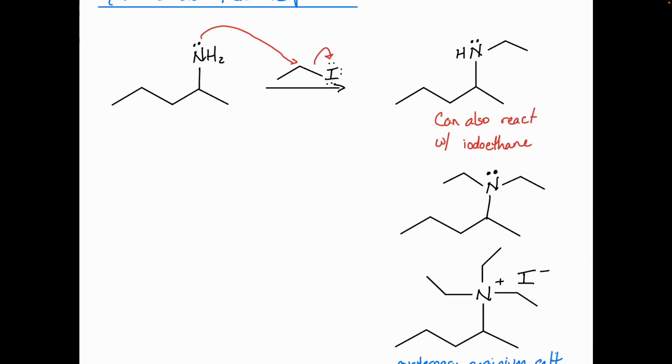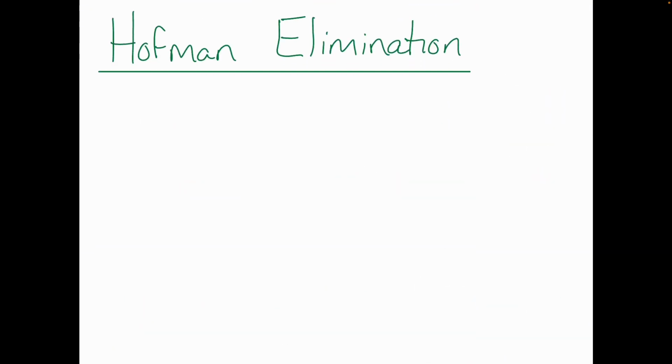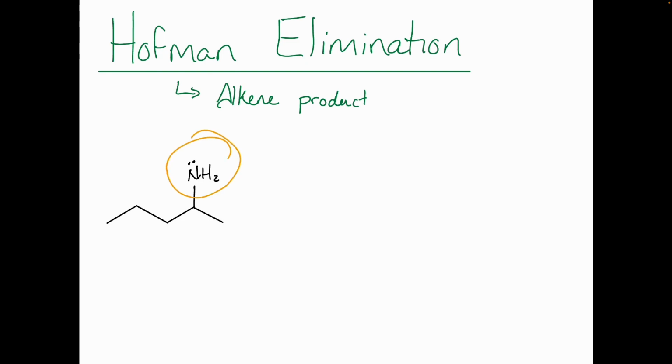Okay, so first of all, on elimination, what do we think our product is going to be of this elimination reaction? An alkene. All right, but the problem with these elimination reactions, similar to what we had with our alcohols, is this amine group is a terrible leaving group. It's even worse than an OH group as far as the leaving groups go.